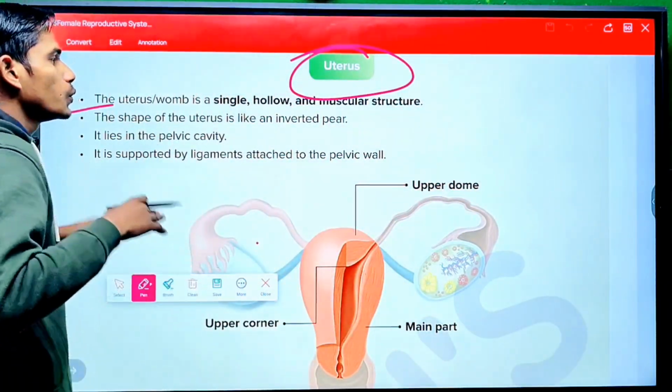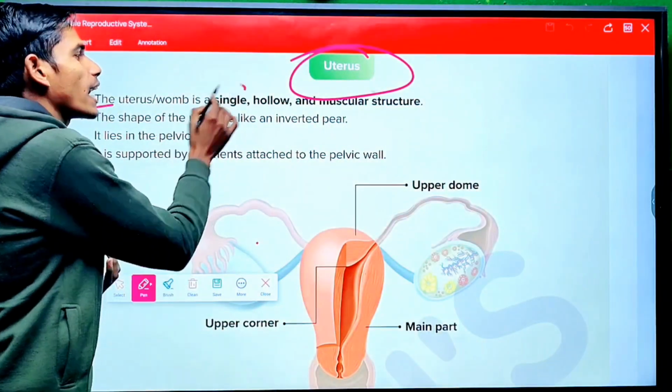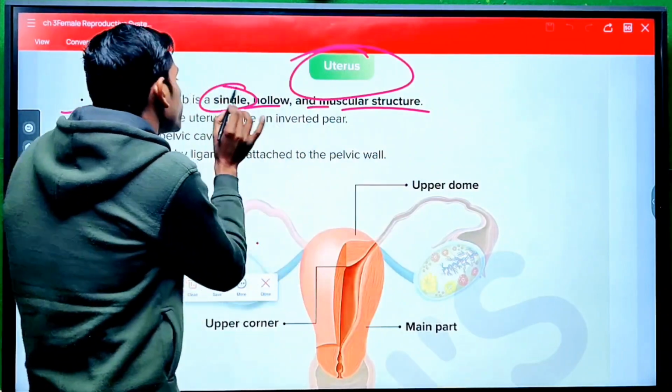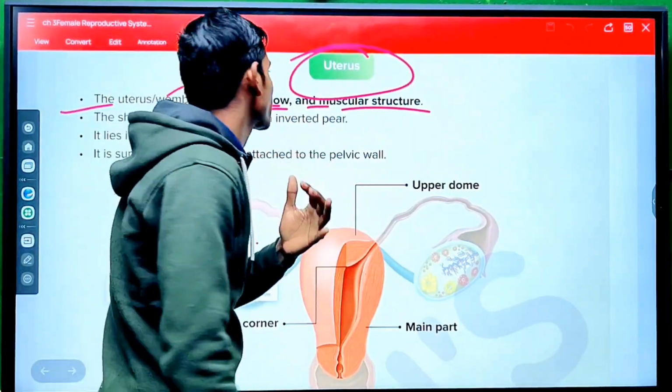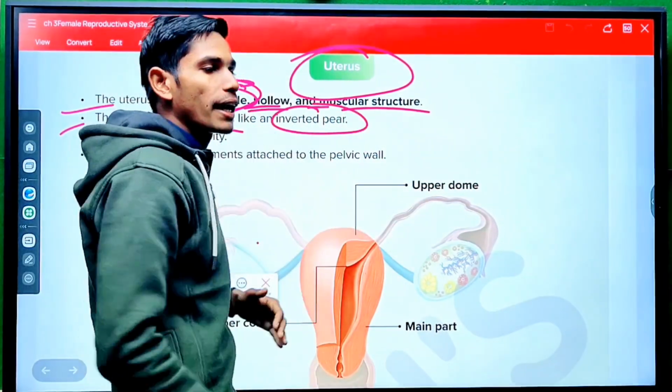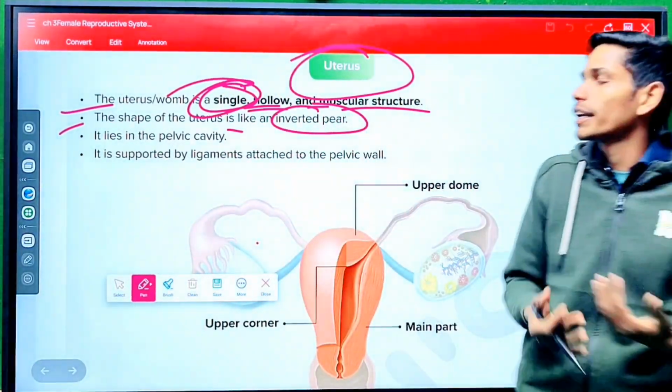The uterus is a single, hollow, and muscular structure. Its shape is like an inverted pear. So, next one, move on.